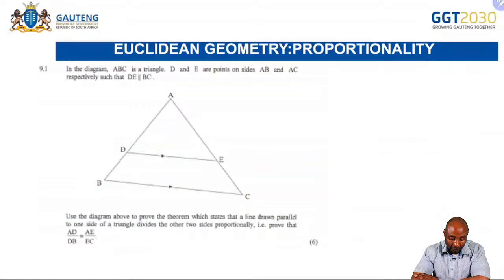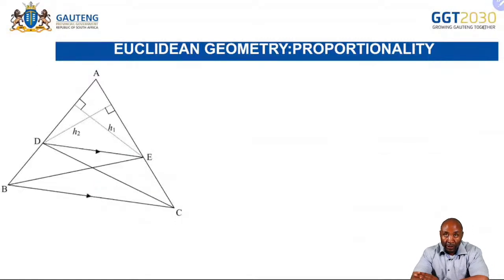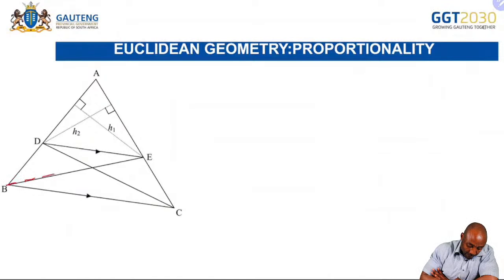Now, we are going to do this construction. Others use letters H, others use K to do the construction. Remember, you construct your perpendicular height, and you also join B to E like that. You also construct height number 2, you also join D to C like that. And then you have a lot of triangles there.